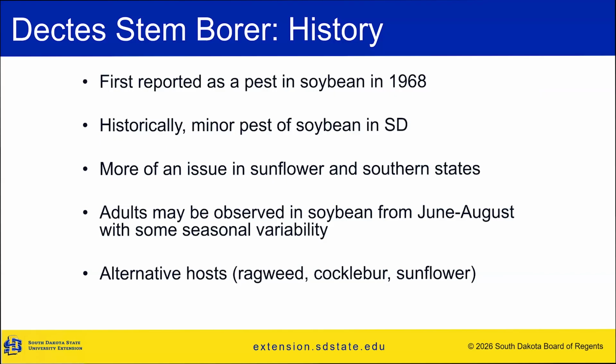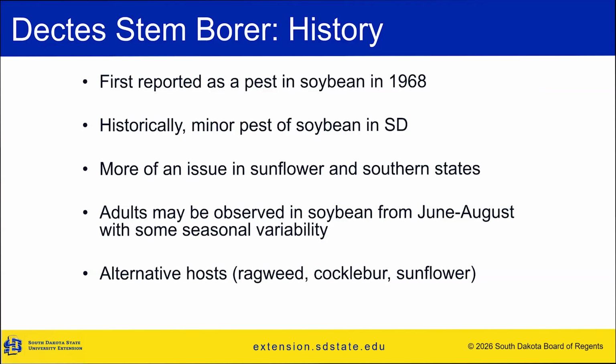And one of the things we've learned over time is Dectes stem borers aren't very strong flyers for the most part when we observe them in the field. And the other thing is it's believed they're possibly just kind of lazy. And so they took advantage of a host that was abundant and soybean happened to work out for them. And so they just stuck around in soybean. Here in South Dakota, we do have a lot of Dectes stem borer issues in sunflower, but most of that occurs in the central and western part of the state where our sunflower production is at much higher levels than the rest of the state. And then also it's an issue in southern states of the US.